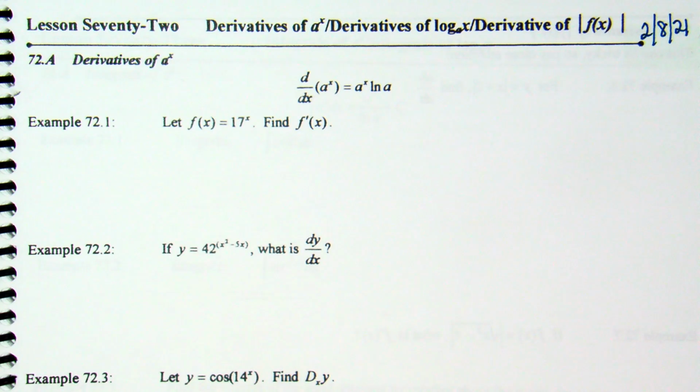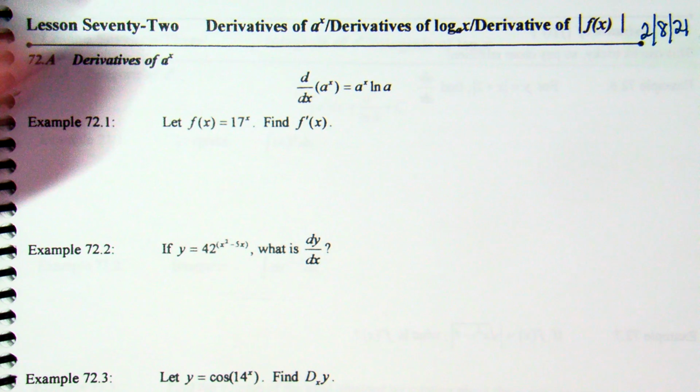Like you have a specific rule for e to the x, and a specific rule for natural log of x. We've got a couple more specific ones. So the first rule we are talking about is the derivative of a to the x, where a is some number. So this is your exponential derivative other than e to the x.